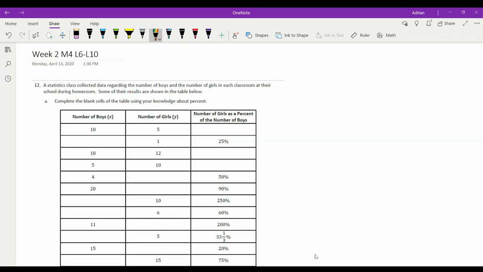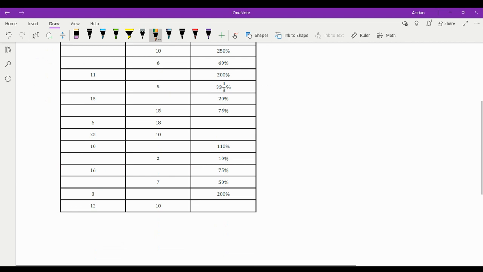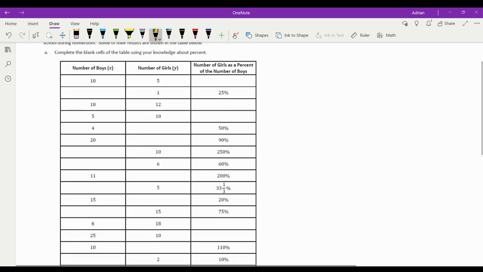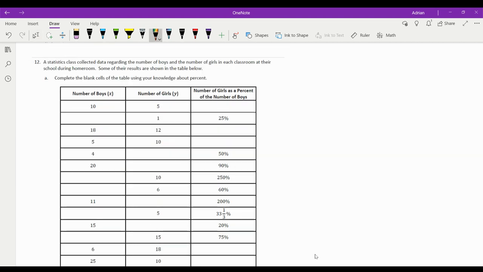Okay, so for this problem, a statistics class collected data regarding the number of boys and the number of girls in each class at their school during homeroom. Some of the results are shown below. So we have quite a bit of classes that this statistics class has gotten. So I'm going to start with the first one.